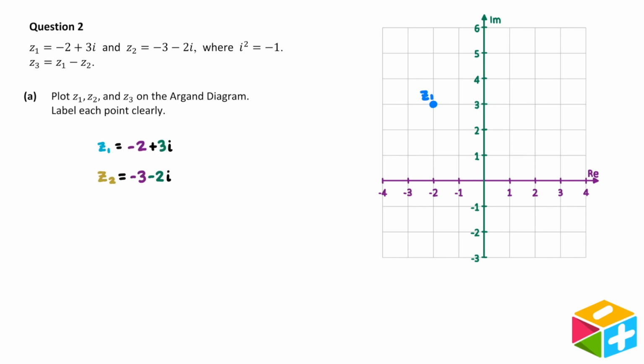Z2 is equal to minus 3 minus 2i. Here, the real component is minus 3, and the imaginary component is minus 2. So we go to minus 3 on our real axis, minus 2 on our imaginary axis, and plot a point right there.